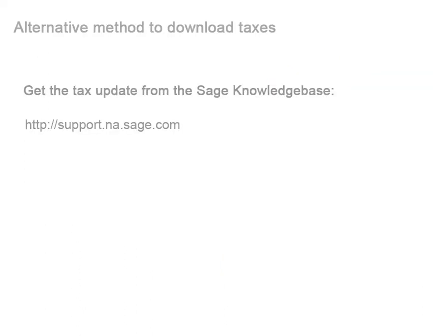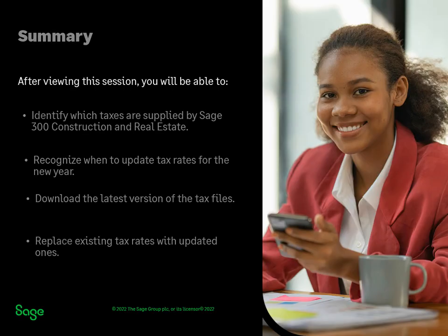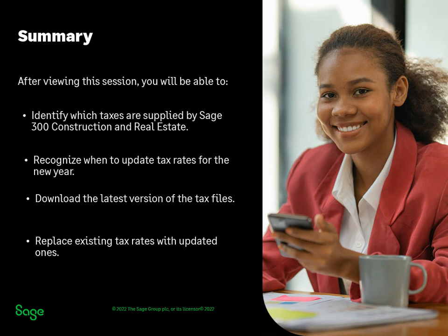Got it. If you have trouble using the Download Taxes command from your payroll application, you can go to the Sage Knowledge Base and download them from there. Great. By now, you should be able to tell which taxes are maintained by Sage and which ones you are responsible for. Remember, the software notice will tell you when the new tax rates are available. Use the Download Taxes and Update Taxes commands to get the latest tax rates so you can process payroll for the new year.